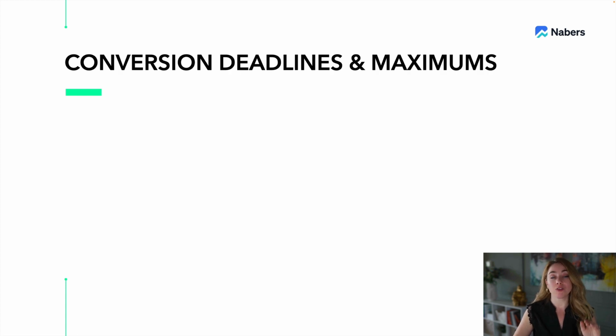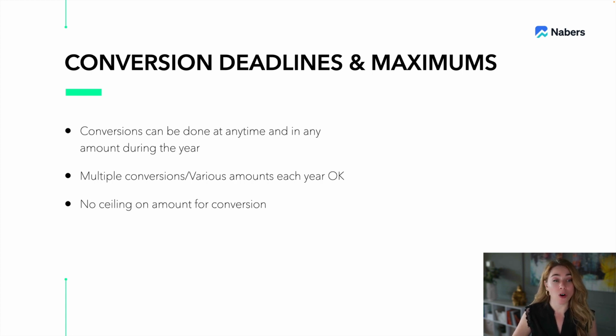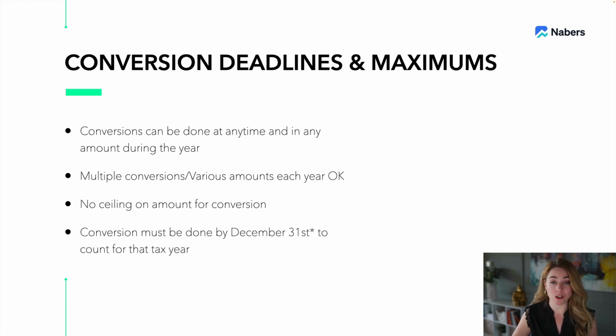Let's talk about conversion deadlines and maximums. As I mentioned previously, you can do an unlimited number of Roth conversions per year, and you can complete that conversion at any time and in any amount. Multiple conversions in various amounts are totally okay, and there's no ceiling on the amount of funds you can convert to Roth. But while the conversions can be done anytime during the year, you must make the conversion complete by December 31st if you want that conversion to count for that tax year.